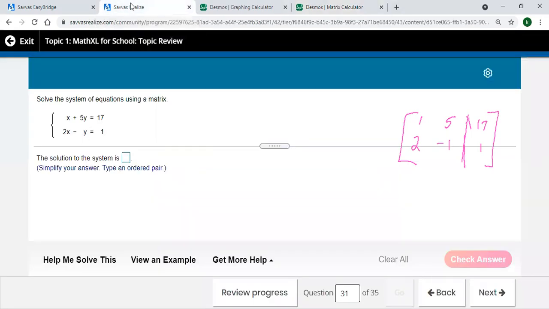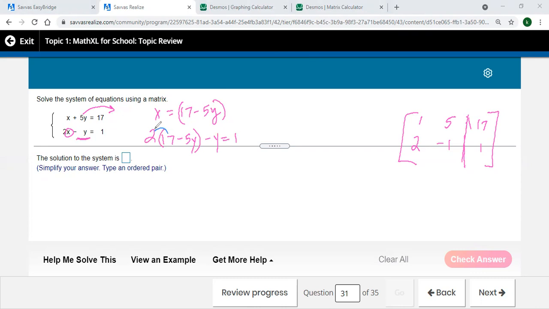Let's go back and show how we could do it by hand though also. I'm kind of thinking on this one that substitution seems like it might work nice. You know, I could throw this 5y on the other side and have x equals 17 minus 5y. Then you substitute that in place of this x right here. So we'd have 2 times the 17 minus 5y minus this y equals the 1. And now you have an equation with just one variable, so you can solve that.